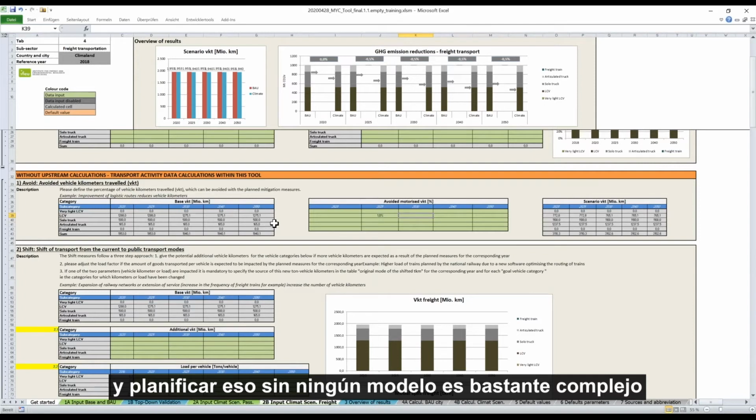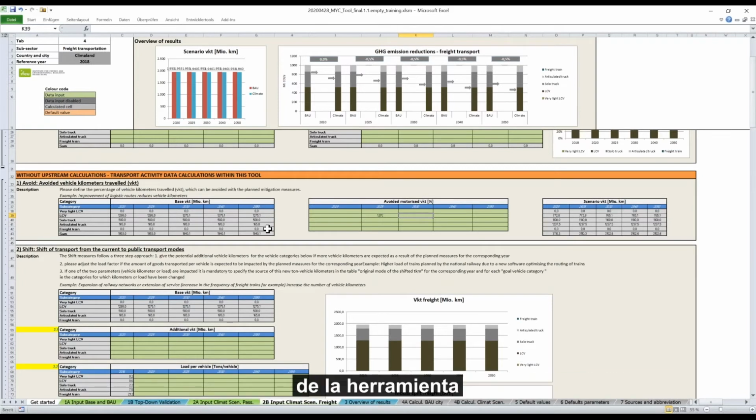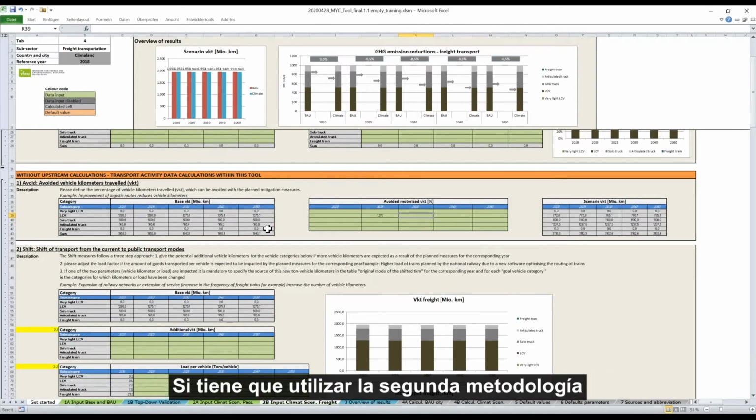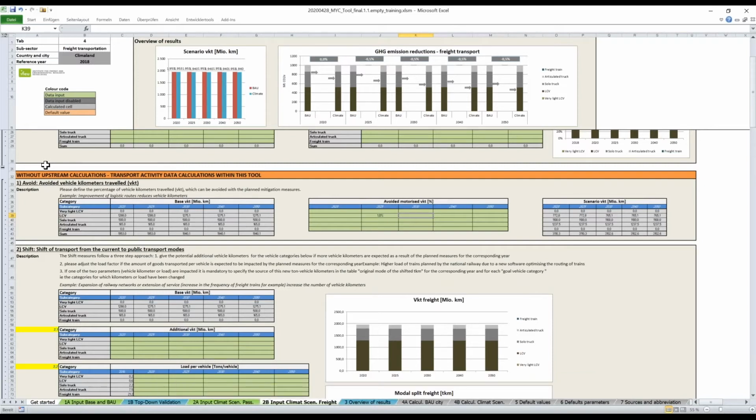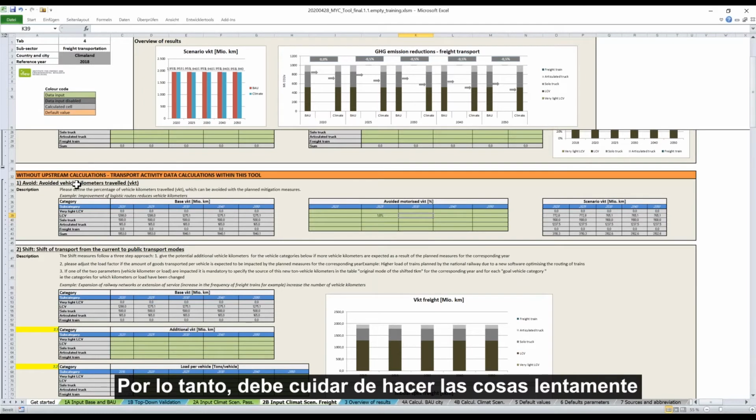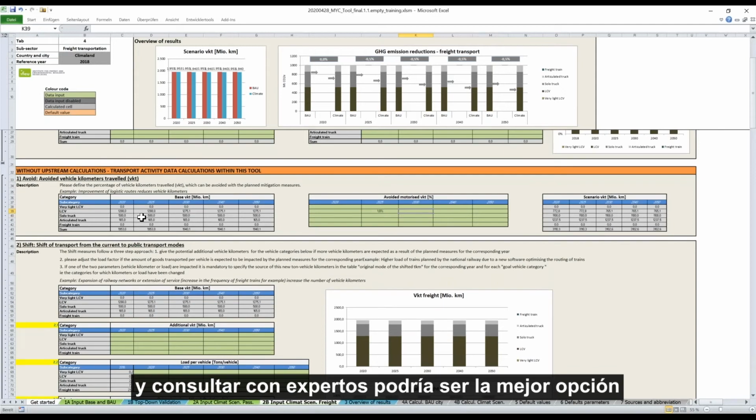So we really recommend to use the first technique, the first methodology with the tool. If you don't, of course, you have to do with this second one, but be very, very attentive to what you're doing, the numbers you're using, why you're entering the data. It's a very complicated field, freight transportation. So take care of doing things slowly and checking what it means, and maybe talking with a lot of experts on this point.